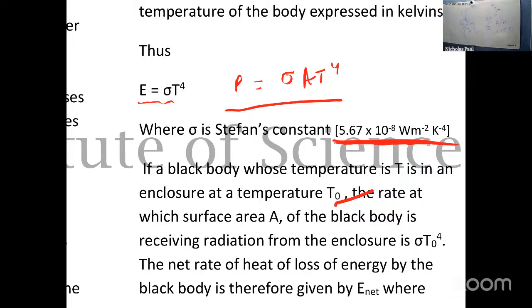Write down the other version as well, T1 minus T2. Remember, it's T1 to the fourth minus T2 to the fourth. That's that one there. What's that one called? That's when heat is being transferred from one temperature to the next via radiation.